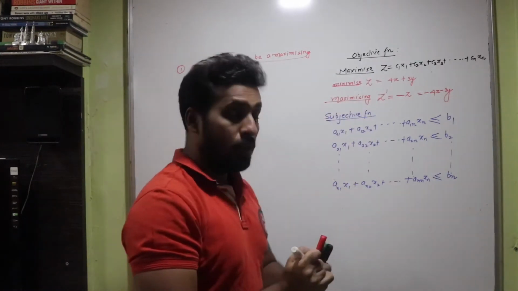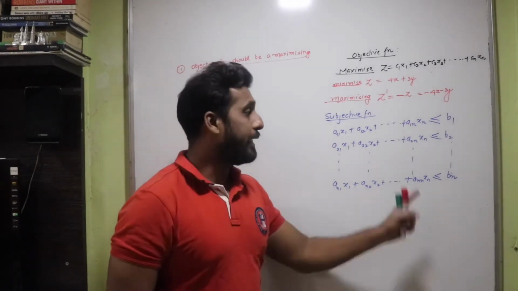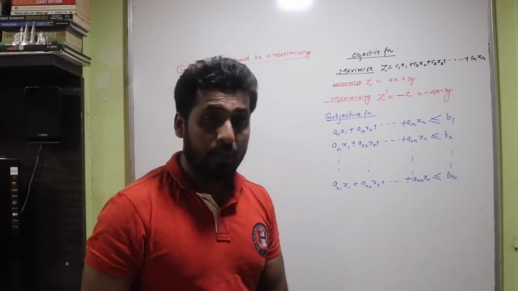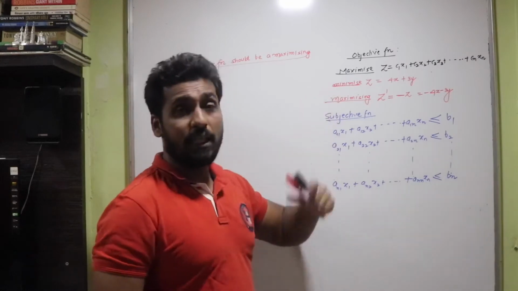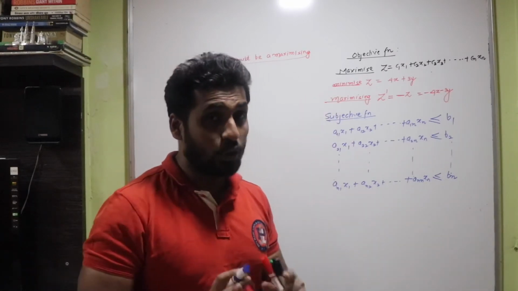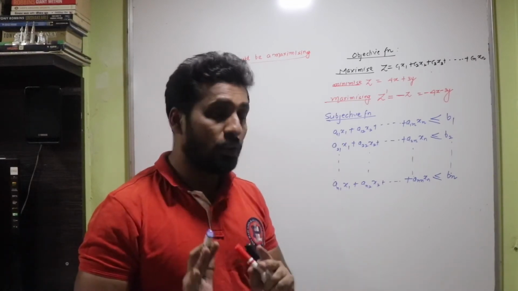Do you recall in the subjective function, as I said, there can be two different kinds: a less than or equal to type and a greater than or equal to type. In general, less than or equal to types are associated with maximizing and greater than or equal to types are associated with minimizing. But that is not a hard and fast rule. They can interchange also. That's just a general talk.